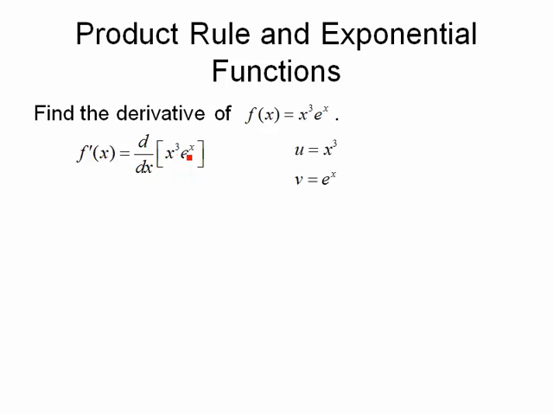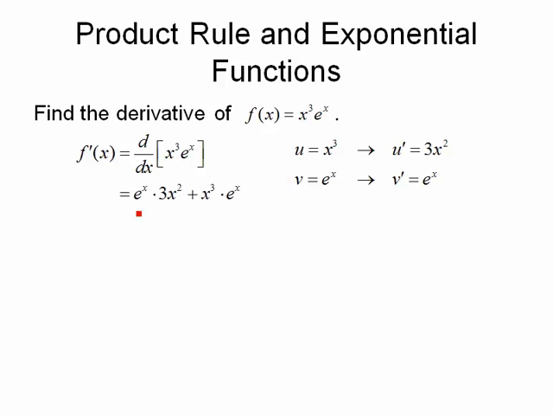U is going to be the x cubed part, and v is going to be the e to the x part. So remember, I'm going to be doing that v u prime plus u v prime. So I need the derivatives of u and v. U prime is 3x squared. The derivative of e to the x is just e to the x. And now I need to go through and work out what the product rule is using these pieces right here.